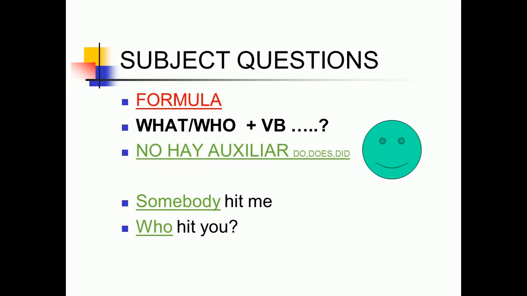Subject questions. This is important. This is new, students. When we ask for the person that makes the action, the question is different. We use what or who plus verb. We do not use the auxiliary do, does or did. I repeat, we do not use the auxiliary do, does, did. For example, somebody hit me. Who hit you?